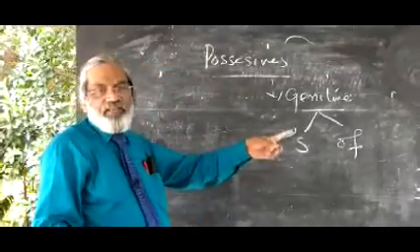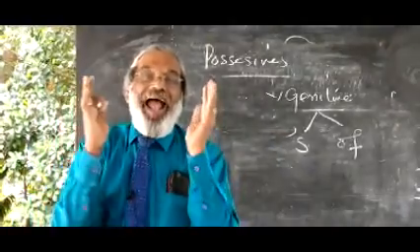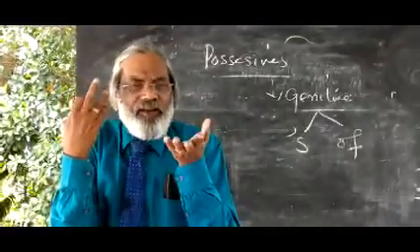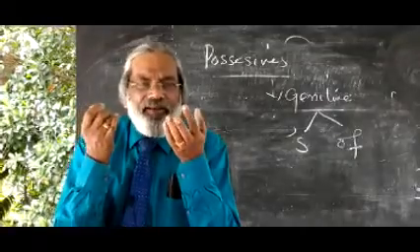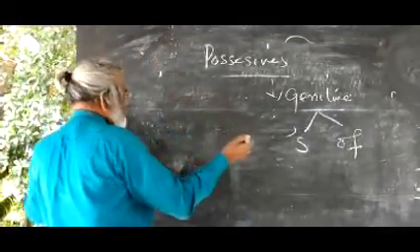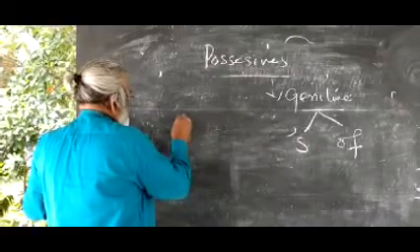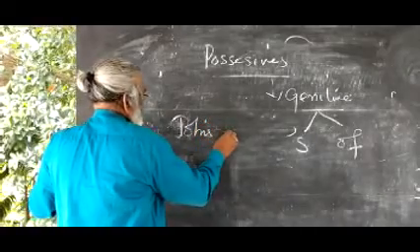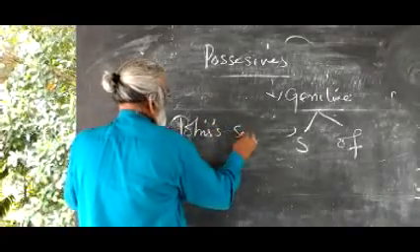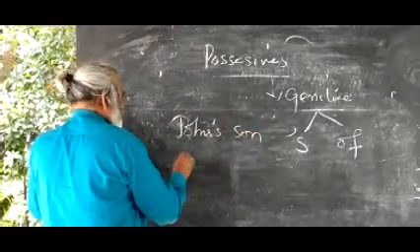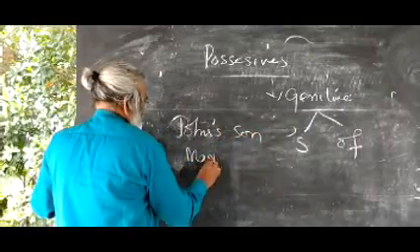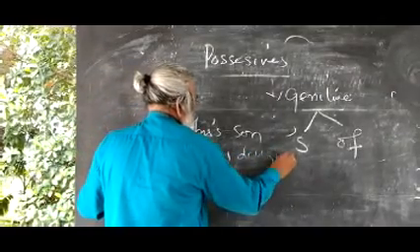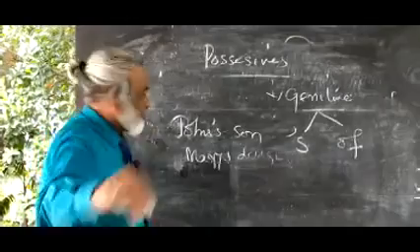The S genitive is always used with animated nouns. I already explained this area when I took the genitive case. Example: apostrophe S. John's son, or Mary's daughter. Mary's daughter.